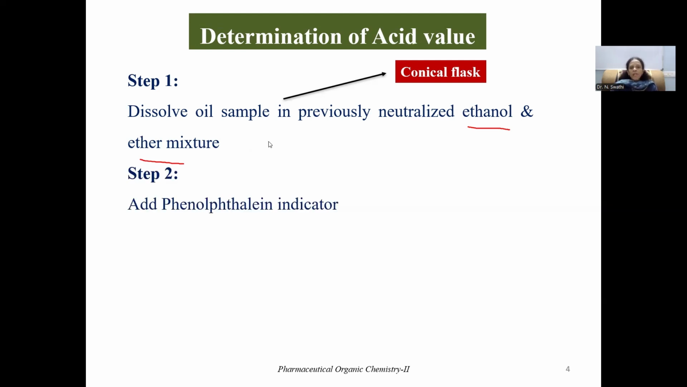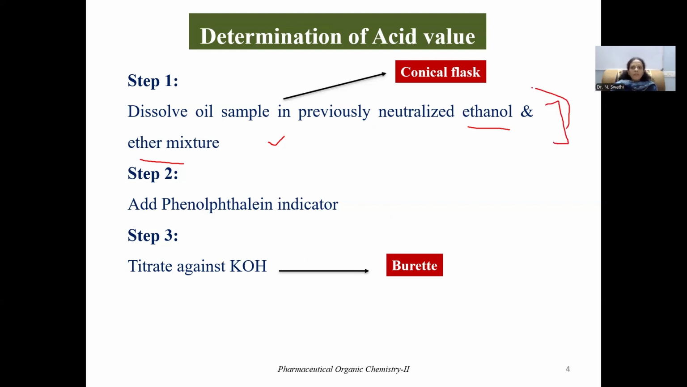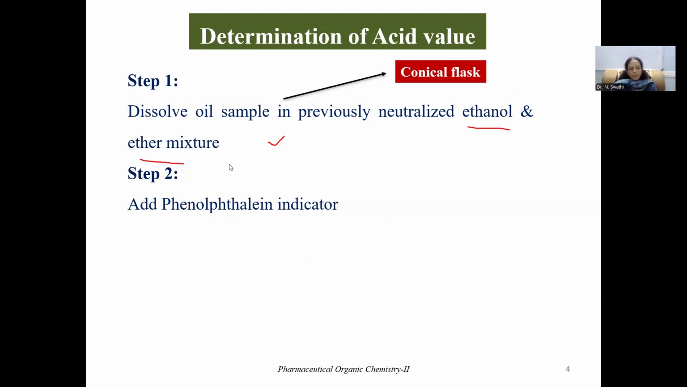So step 1 is more or less like sample solution preparation. This sample solution we will be taking in the conical flask. Now in step 2, we will be adding phenolphthalein indicator.